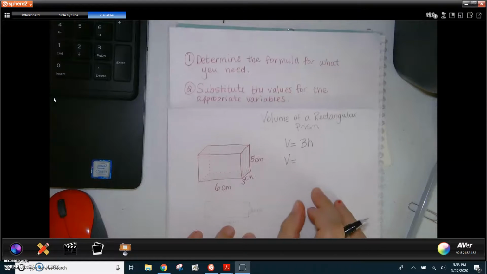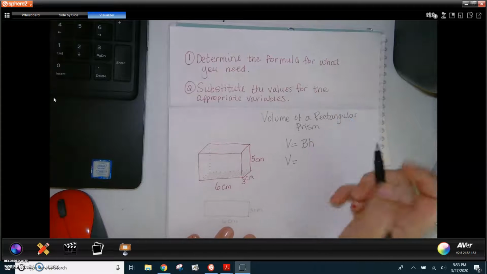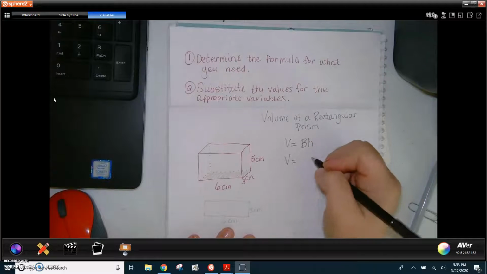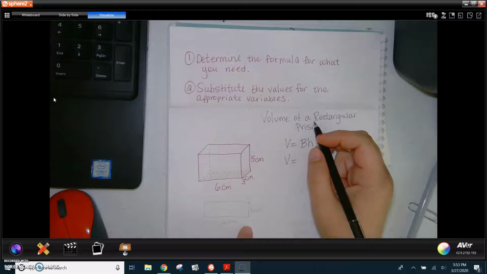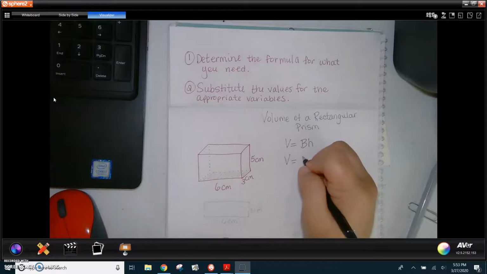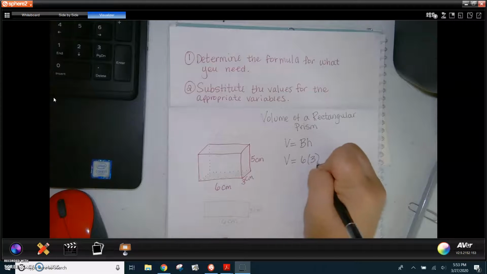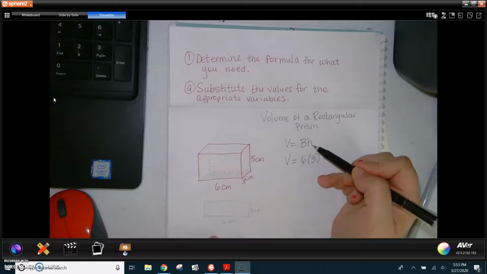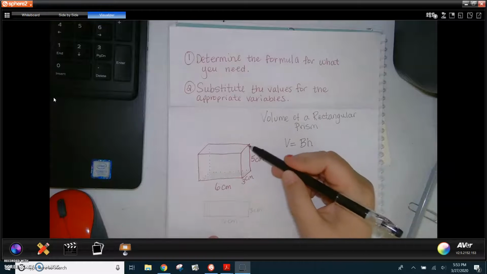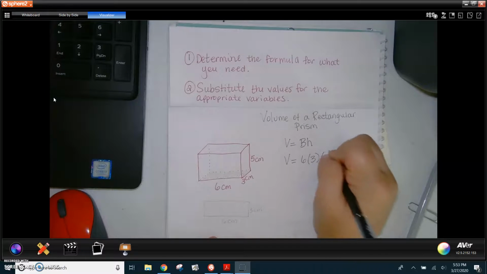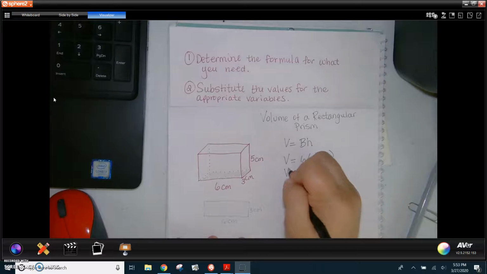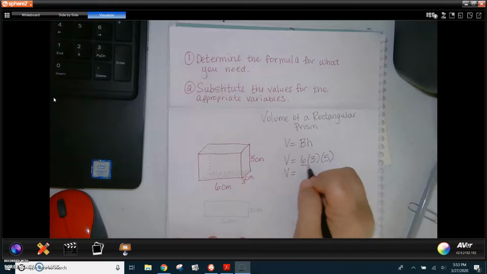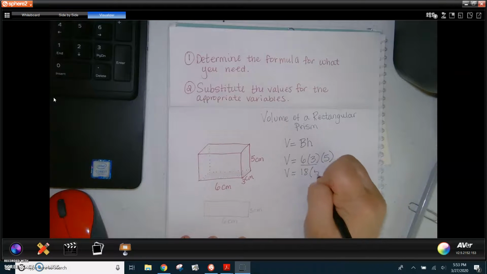Okay, so to find the area of the base, the area of a rectangle, we are going to, step number 2, substitute the values for the appropriate variables. So area of the base, area is base times height. So we're going to have 6 times 3 of this rectangle. That's the area of the base. And then we are going to multiply that by the height of the rectangular prism, in this case 5. Okay, so we have volume equals the area of the base, which is 18, times 5.